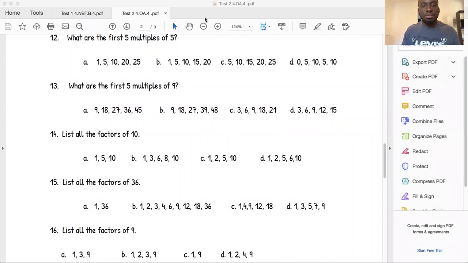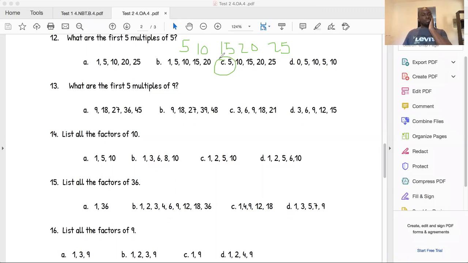Okay, so again, a multiple is the number that you get when you multiply 2 factors. It says, what are the first 5 multiples of 5? We're easily just going to count by 5s. 5 times 1 is 5. 5 times 2 is 10. 5 times 3 is 15. 5 times 4 is 20. 5 times 5 is 25. This links directly to C.